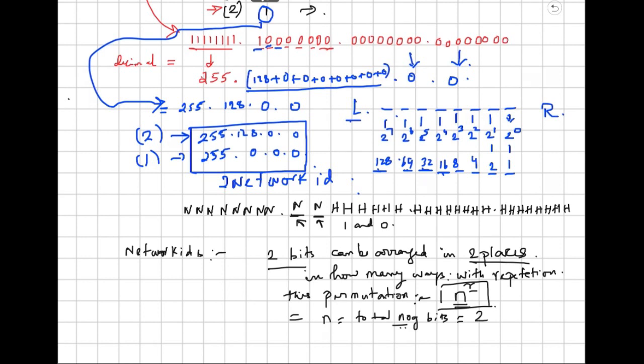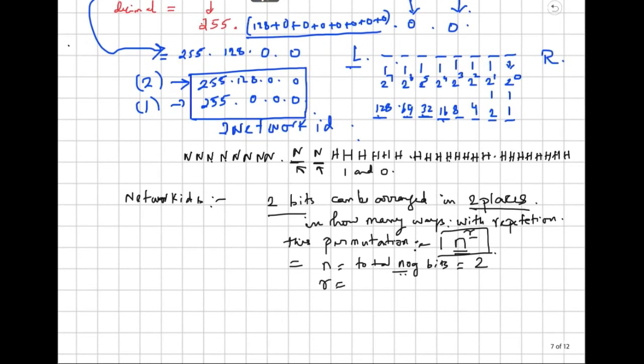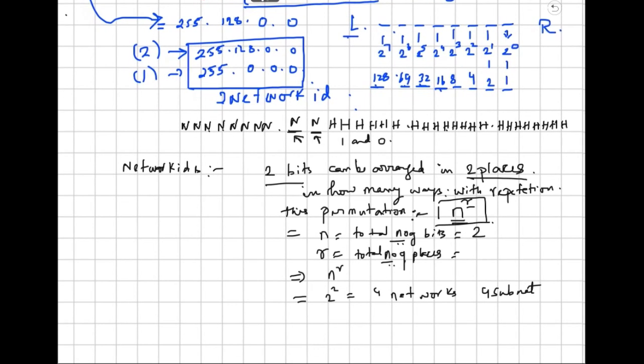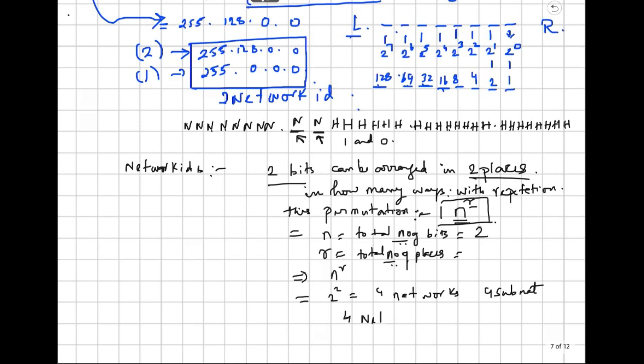Here n is 2 and r is the total number of places in which bits can be arranged. So n power r, here 2 bits and 2 places is equal to 4. So 4 networks or 4 subnetworks are possible here. 4 subnets are possible, so we will get 4 network IDs.